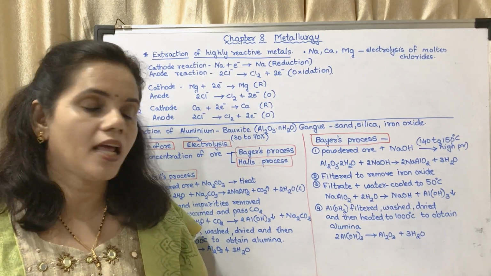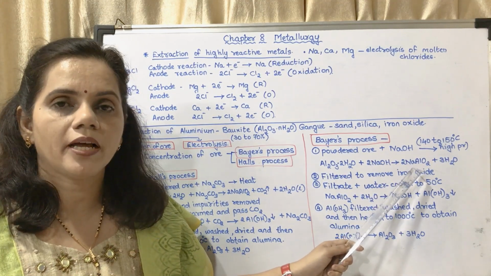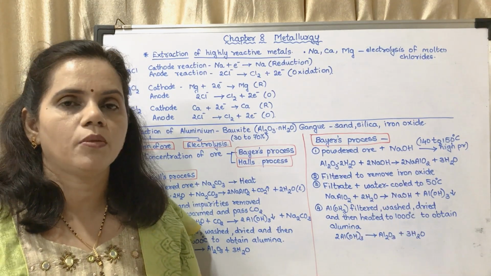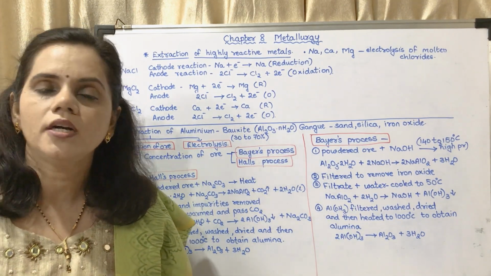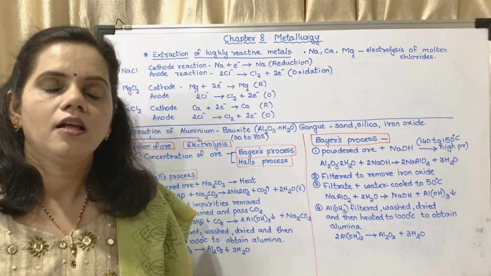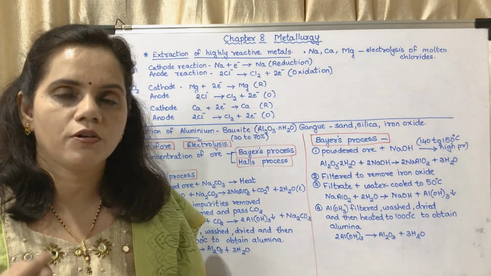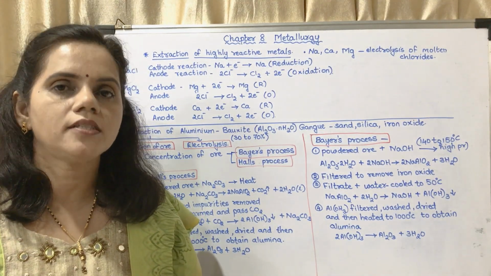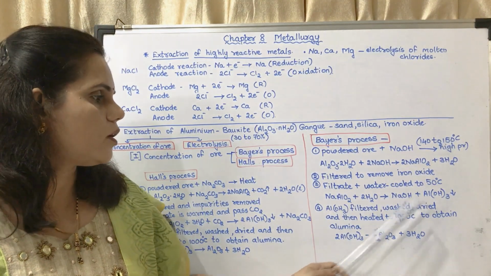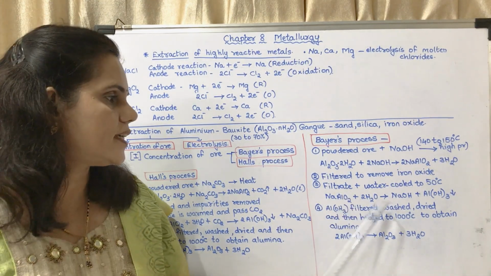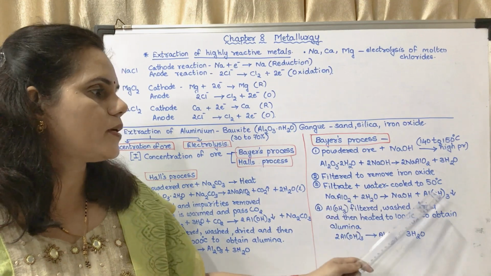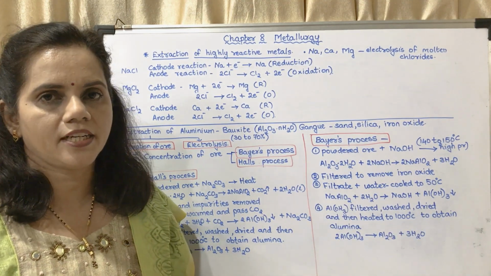That means the Al which you wanted from sodium aluminate, you are getting it in the form of Al(OH)3. Again it is in the form of a compound, it is not in the form of Al. But okay, you are getting it in the form of a solid, Al(OH)3. If you filter this solution, you can remove this aluminium hydroxide.